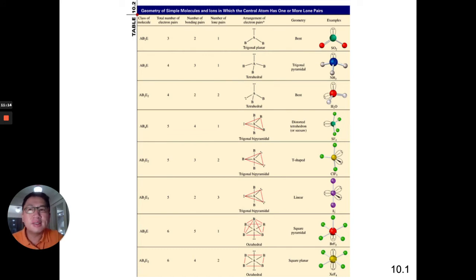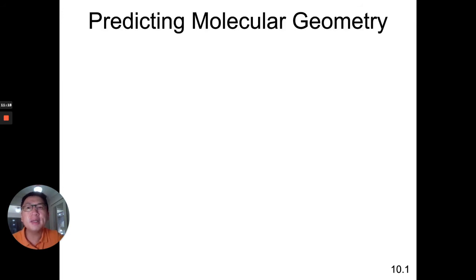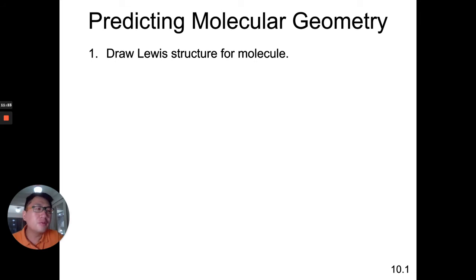So let's look at the overall rules to determine the shape of a molecule. Predicting molecular geometry, and it's going to be the last slide for today. First thing is you have to have the correct Lewis dot structure. I'm going to emphasize this, you have to have the correct Lewis dot structure. If you have the Lewis dot structure wrong, you will get the wrong shape or molecular geometry. So you need to have the correct Lewis dot structure.